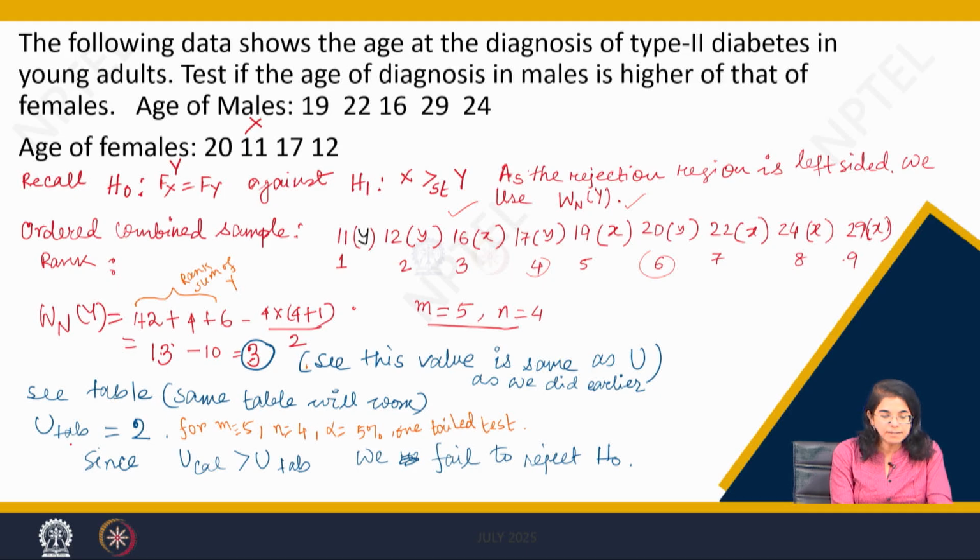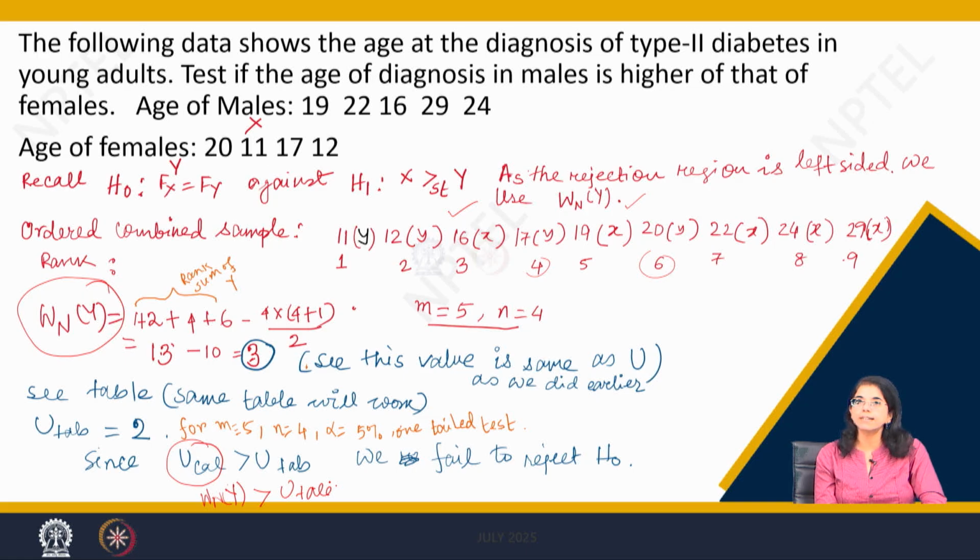So U tabular is 2 for m equal to 5, n equal to 4, and alpha 5%, one-tailed test. Since U calculated is greater than U tabular, what is U calculated here? You might be confused that this U calculated is nothing but this WNY, right? Because here we are considering the Wilcoxon-Mann-Whitney statistic. So better to write it like that: WNY greater than U tabular. We fail to reject the null hypothesis.